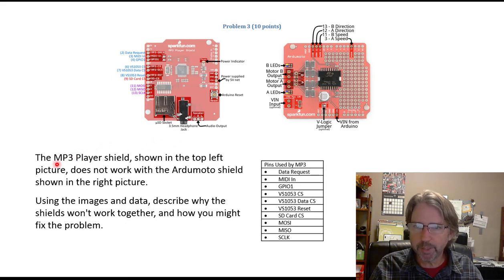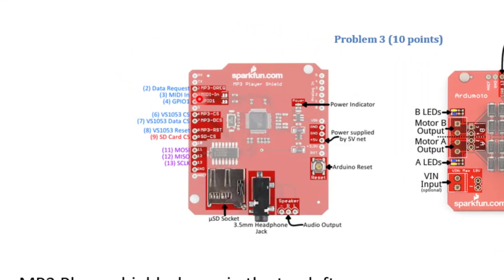This first one is the MP3 player shield from SparkFun. And it has a little place for a micro SD card and a headphone jack or speaker output, and it will play sound. So people use these for their Halloween decorations and things like that. So it has these pins that it's using to talk to the Arduino. So it has to use all of these pins, and they're labeled here on the board. So these pins are taken up by the MP3 player shield.